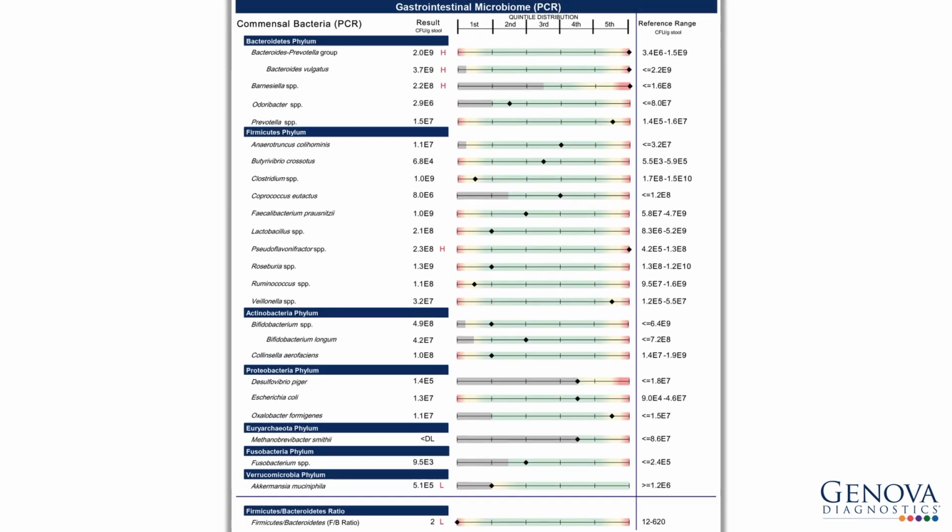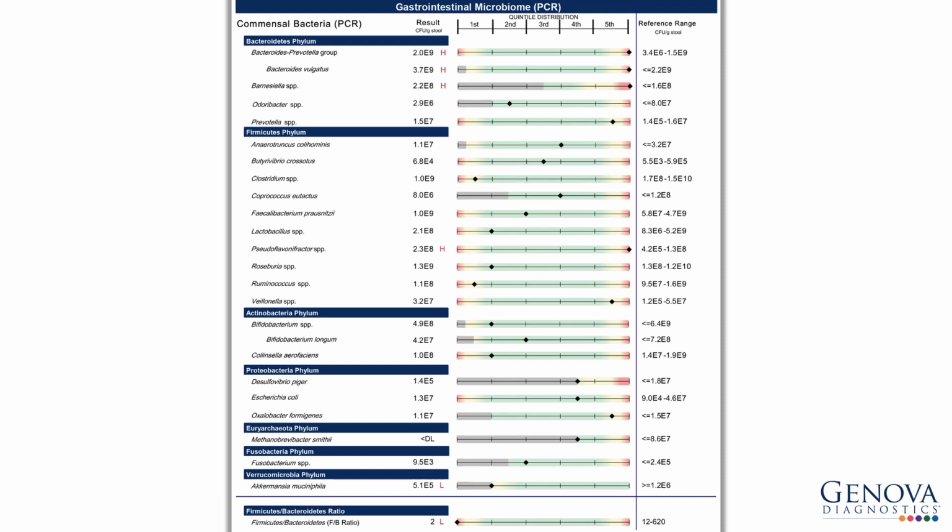On page 5, there are 24 commensal bacteria assessed by PCR technology. We have already summarized what the data means with the commensal microbiome analysis on pages 2 and 3. Remember that the patient had borderline commensal balance and relative abundance findings. It is not uncommon to see H's and L's, or highs and lows, on this page, as every patient is going to be unique with regards to their microbial fingerprint.